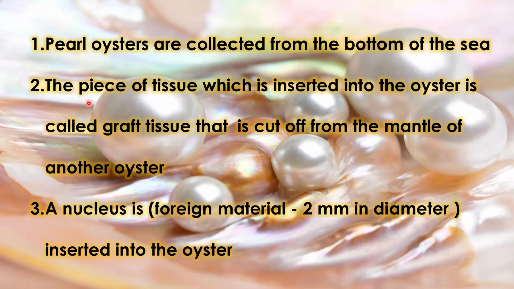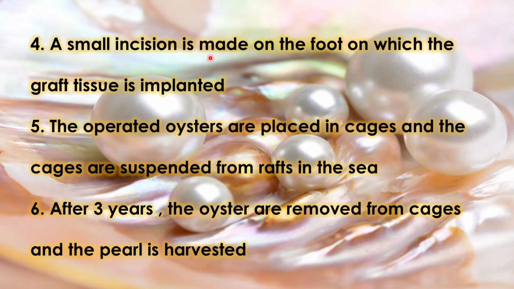Then what is done? The piece of tissue which is inserted into the oyster is called graft tissue, that is cut off from the mantle of another oyster. So another oyster is also playing an important role here. What is it doing? It becomes the donor. It donates the graft tissue. A nucleus, that is a foreign material which is usually 2 millimeter in diameter, is inserted into the oyster. Then see, a small incision is made on the foot on which the graft is implanted. Obviously, when you're implanting something, an incision or a cut has to be made. Otherwise, how are you going to insert it, right?